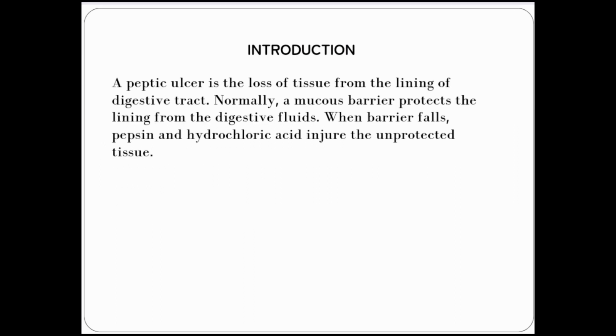Introduction. A peptic ulcer is the loss of tissue from the lining of the digestive tract. Normally, a mucous barrier protects the lining from the digestive fluids. When the barrier fails, pepsin and hydrochloric acid injure the unprotected tissue. So very simple, our whole digestive tract is lined by a protective barrier. Whenever something happens to the barrier and the lining is lost, the acids responsible for digesting our food come in contact with the lining of the digestive tract or the tissue, and there an ulcer is formed.